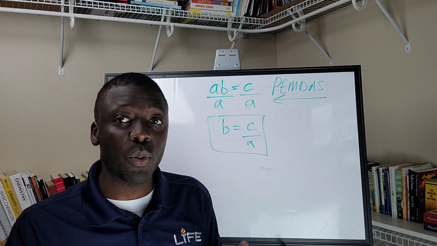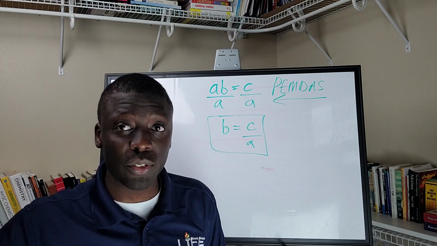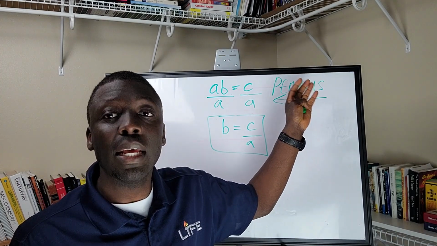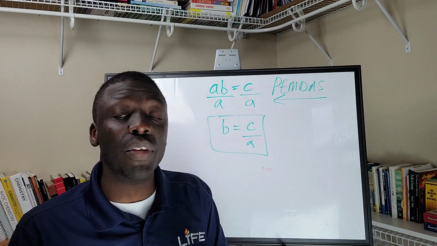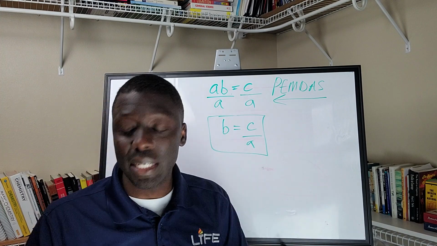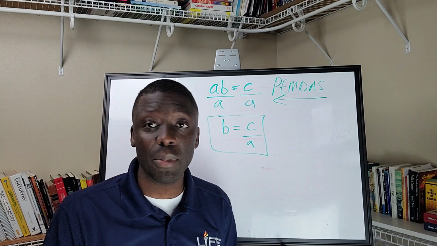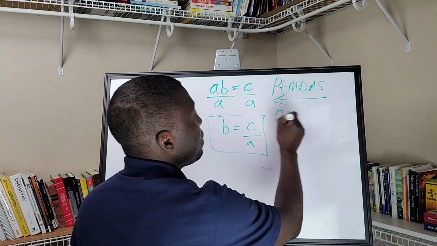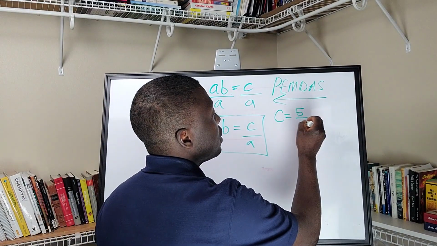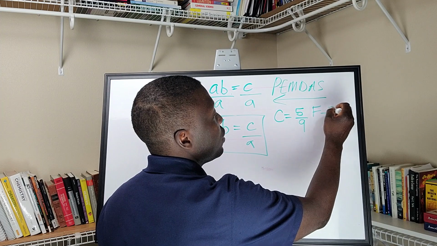PEMDAS is a very good principle for simplifying expressions, right? You do the parentheses first, and then exponents, multiplication, division, and then addition, subtraction. But when you're solving equations, you actually go in the opposite direction normally. I'll give you an example with a very famous equation in chemistry. If you're given C is equal to 5 over 9 times (F minus 32).